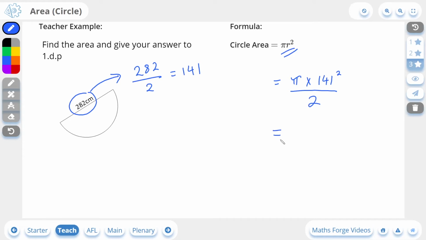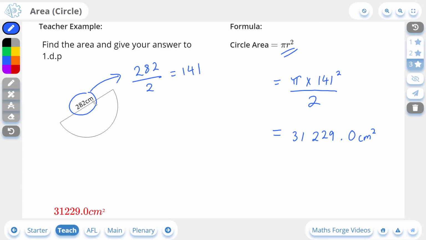So if we input this into our calculators, we'll get the following: 31,229.0 centimeters squared. Now, the reason I've put 0.0 there is because the actual answer is 0.00 something. And the question has specifically asked us to give the answer to one decimal place. So I've given them the answer to one decimal place, even though the first decimal place is a 0. And if we check our answer, there it is.